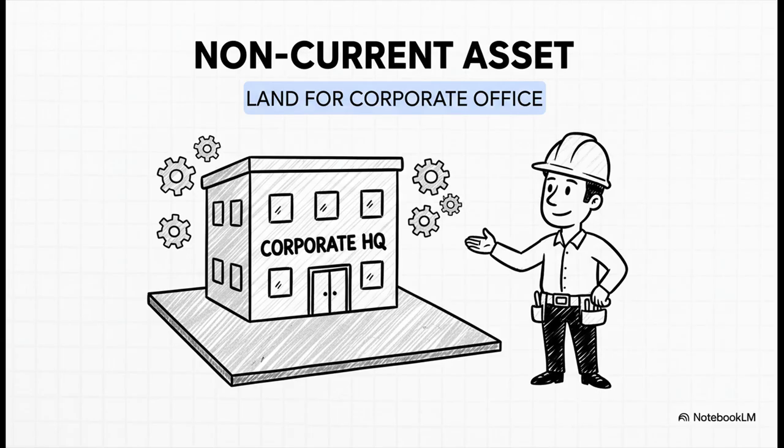But what if that same company owns another piece of land, and on that land sits their corporate headquarters? Well, they're not planning to sell the office, are they? It's part of their long-term infrastructure. So that land is now classified completely differently, as a non-current asset under property, plant, and equipment.